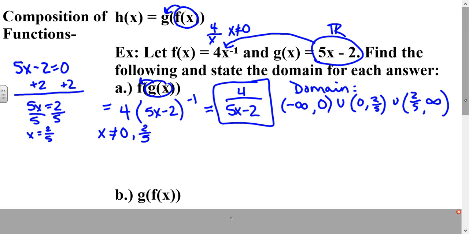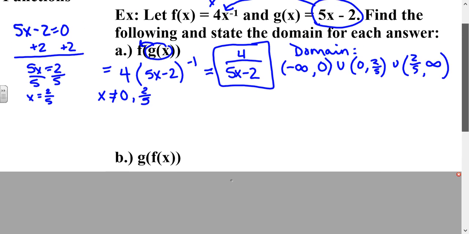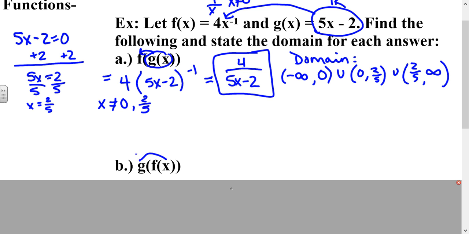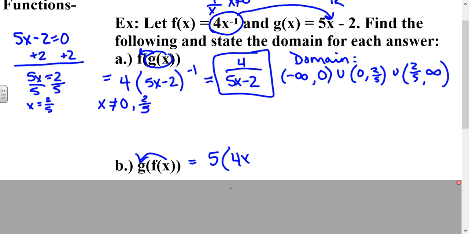Okay, let's try g of f of x. So now I'm taking f of x and I'm plugging it in for g. So I'm going to erase this one. Okay, so I'm taking f of x, I'm taking this, and I'm plugging it in for g. Okay, so I have 5 times, and then I would have x, which equals 4x to the negative first minus 2.